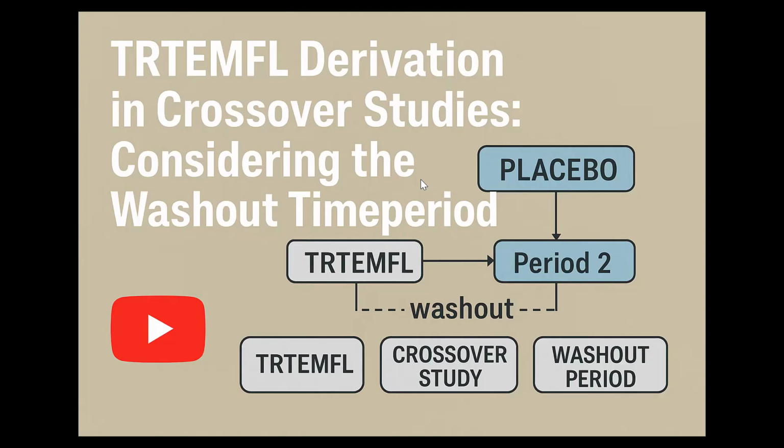for the event. This drug assignment can be captured in the TRTA column, or for more clarity, we can create a separate TRTxxA variable for each period, where xx represents the period number. This helps ensure clear tracking and accurate derivation of the treatment emergent flag in crossover studies. So in this video, we will see the SAS code for such derivation.